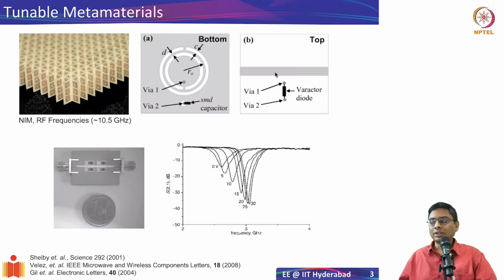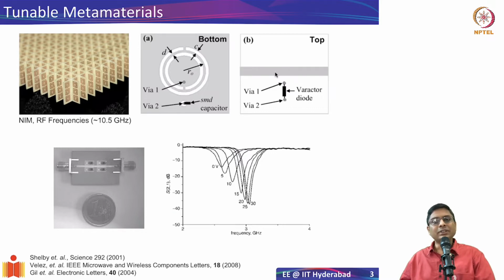Now, ideally for applications, we would like to have an ability to tune the resonance. It's not enough if you have negative index at one frequency, in this case 10.5 gigahertz, but we would like to maybe tune it to 10.1, to 10.5 and so on. So we would like to have post-fabrication tunability. When you design, of course, you can design various structures with different dimensions and you will get different frequencies of operation. But can we tune it after the fabrication?